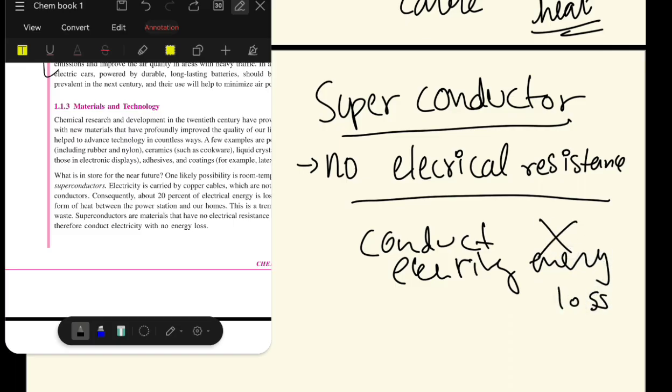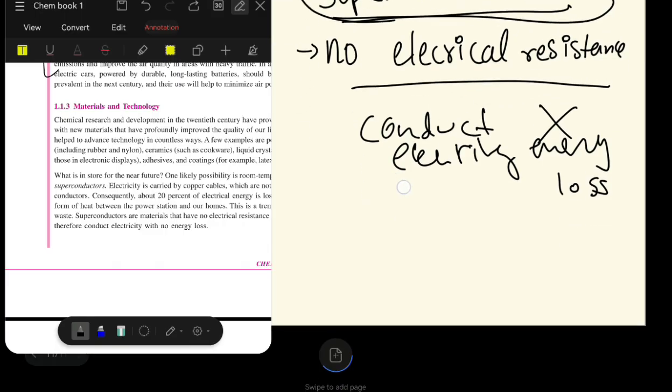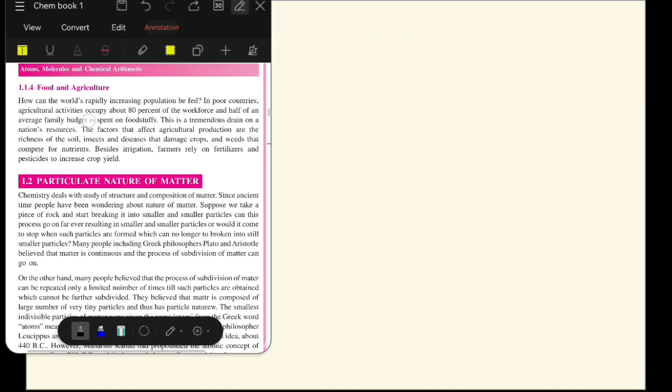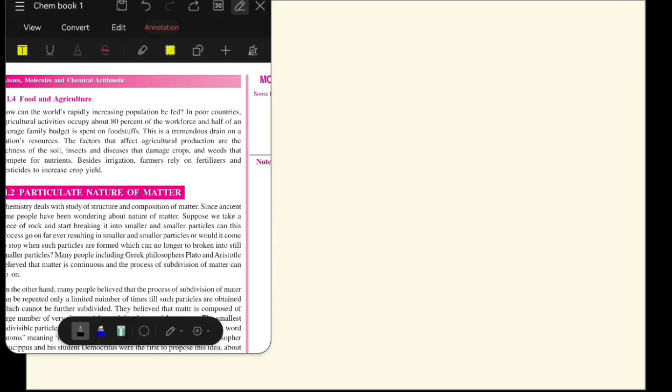But the thing is that there is no such material as a superconductor yet. It's just in our imagination currently, but maybe in the future some sort of superconducting material might come out. Now finally, the last heading, which is food and agriculture.